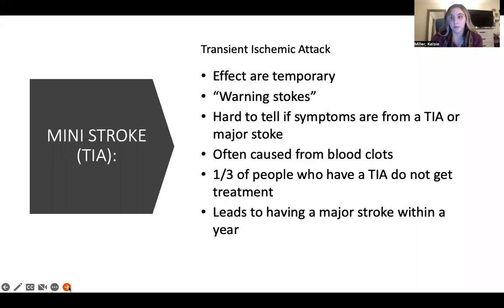There's also another type of stroke, which is a mini stroke, and that is a TIA, which is a transient ischemic attack. This stroke is temporary and the effects don't last totally long, and it's also known as a warning stroke. If a patient has one of these, it's very hard to tell if your symptoms are from a TIA or if they are actually a major stroke. It's also often caused by blood clots, and a third of people who have a TIA do not get treatment. And since they don't get treatment, this can lead to them having a major stroke just within a year.